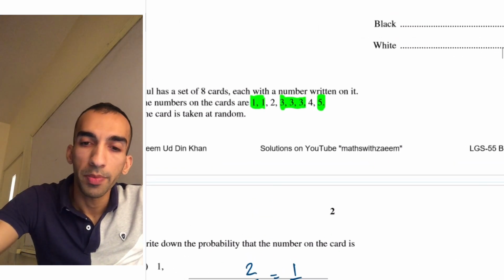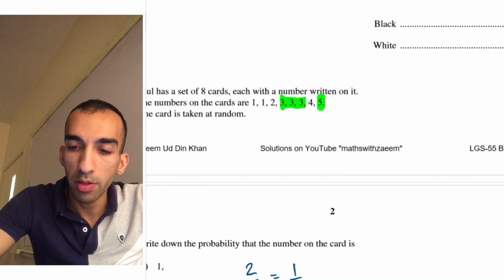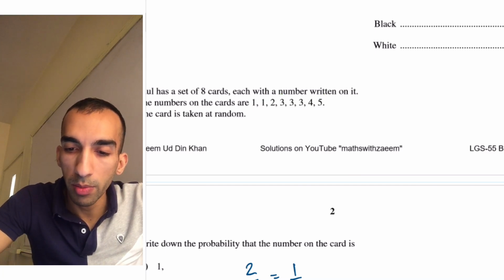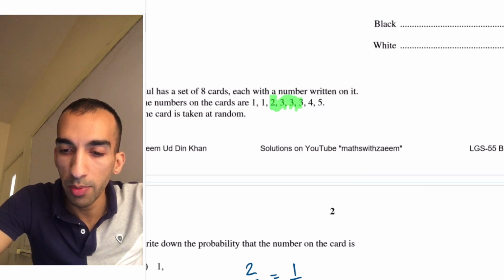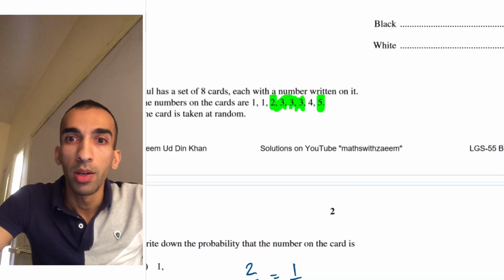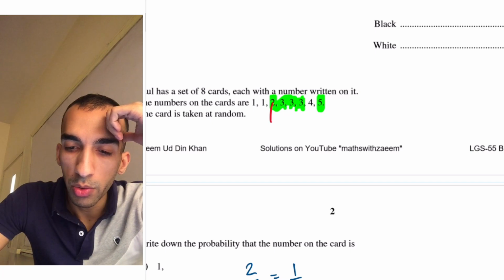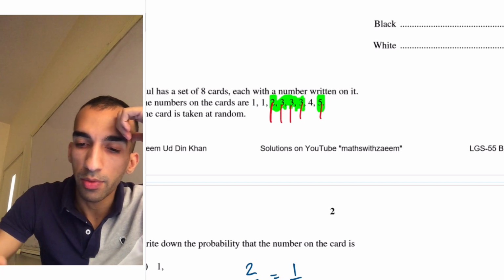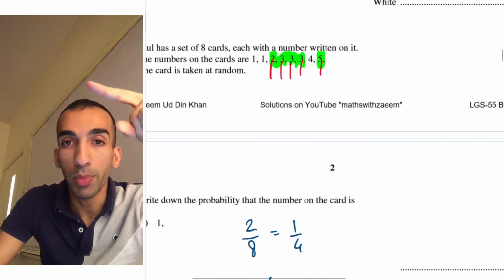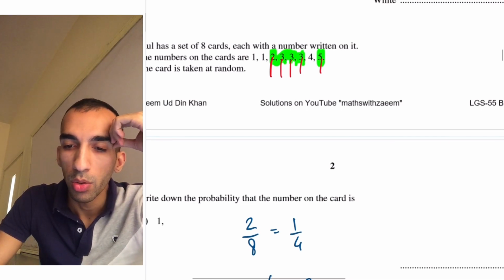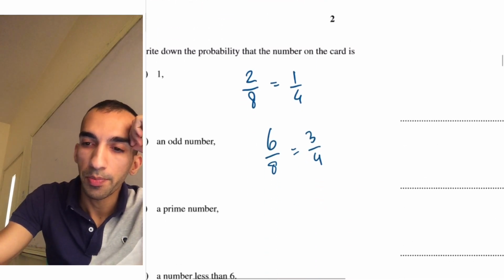A prime number. A prime number is a number which is only divisible by itself and the number 1. So this is prime, prime, and this is prime. So how many prime numbers do we have? 1, 2, 3, 4 and 5. 1, by the way, is neither prime nor composite. So the answer for this is 5 by 8.